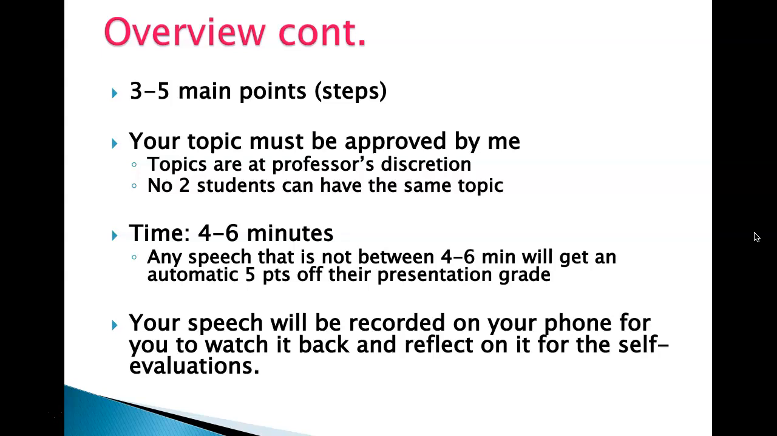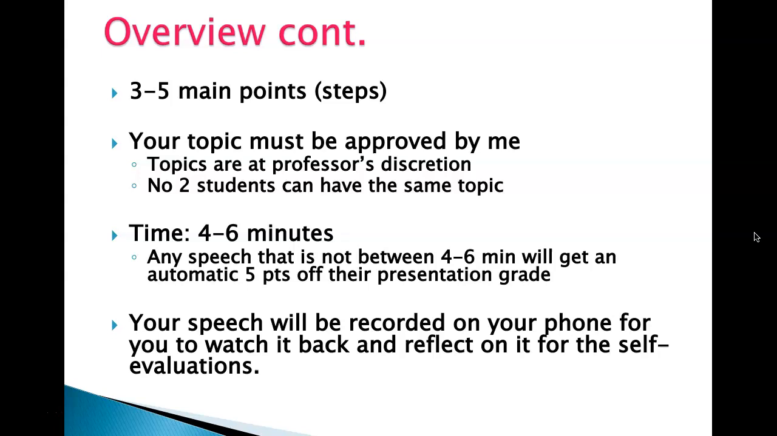This will go more for the persuasive speeches when some topics can get a little bit, I don't know, a little too, I don't want to say risque, but anyway, whatever. So your topic has to be approved by me. No two students can have the same topic. I don't want to hear the same speech twice. You don't want to hear the same speech twice, so just be mindful of that.